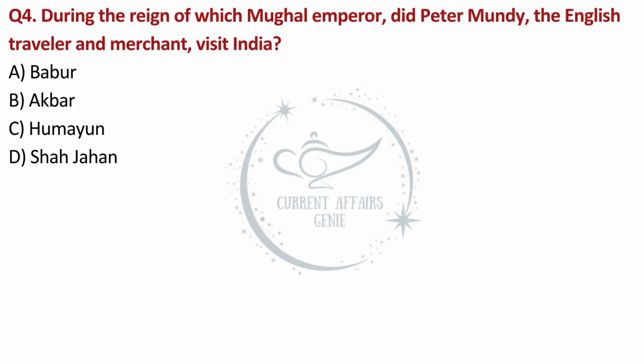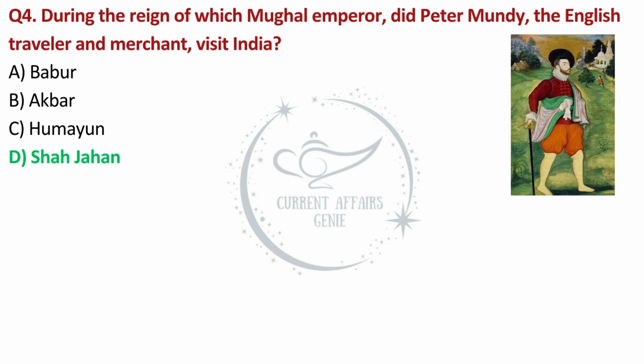During the reign of which Mughal emperor did Peter Mundy, the English traveller and merchant, visit India? Option A, Babur. Option B, Akbar. Option C, Humayun. Option D, Shah Jahan. Correct answer. Option D, Shah Jahan.